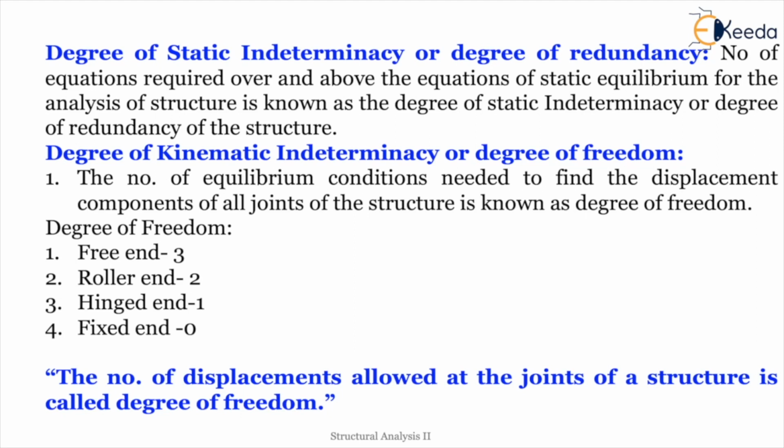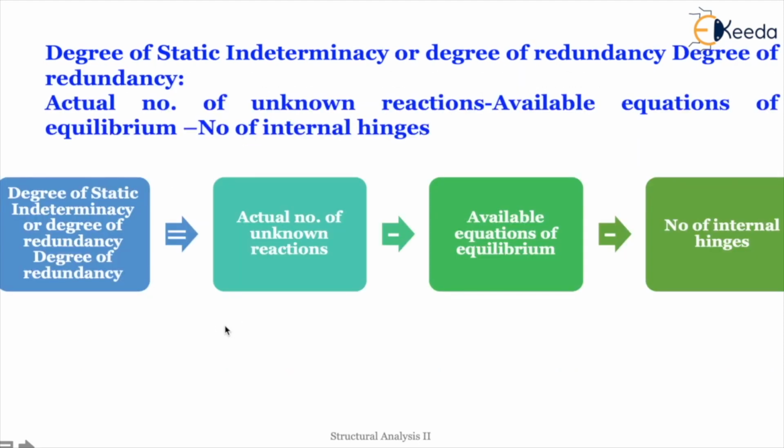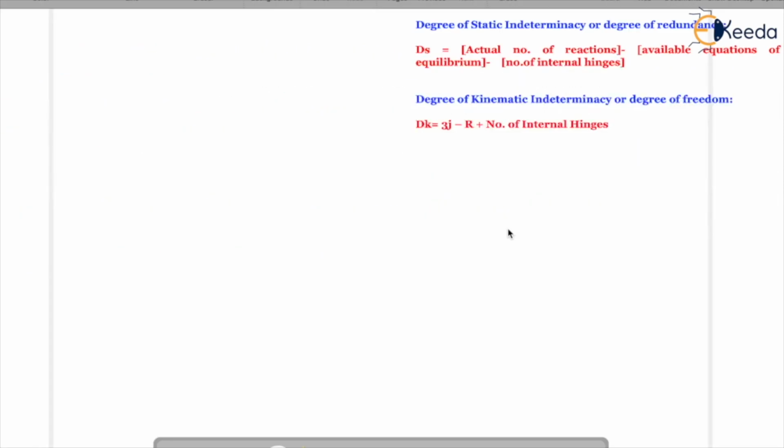Let us have a quick review of the degree of static indeterminacy and degree of kinematic indeterminacy. This is what we covered in our last class, so let's quickly revise it. Now I want you to remember these two formulas. We are currently studying beams, so how do we calculate the degree of static indeterminacy or degree of redundancy?